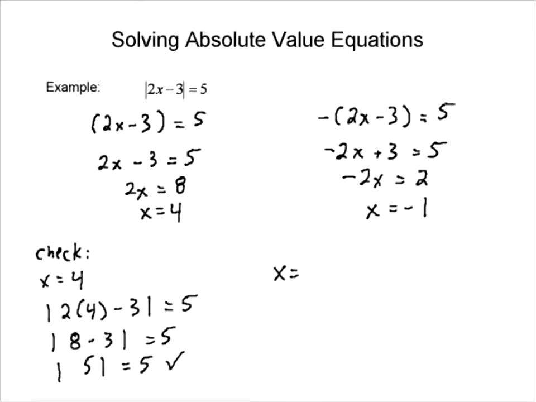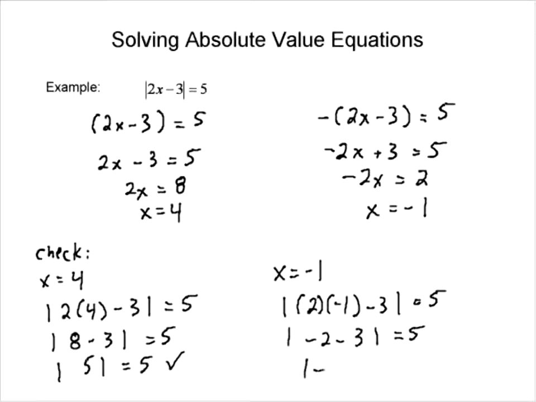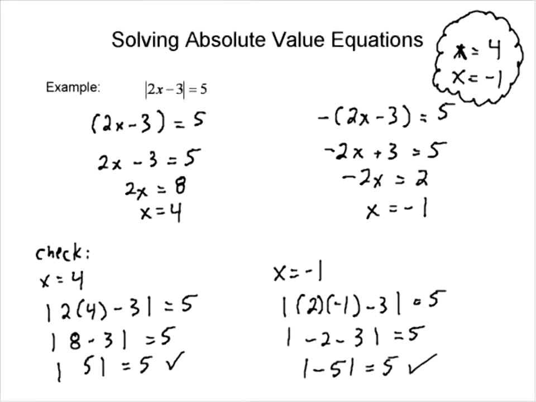So let's check x equals -1. So the absolute value of 2 times -1 minus 3, does that equal 5? Well, this becomes the absolute value of -2 minus 3. Does that equal 5? Well, of course, the absolute value of -5 equals 5, so that's true. So we can say that our solution is both x equals 4 and x equals -1. So those are both the solutions to this absolute value equation. So there's no extraneous roots in this case.